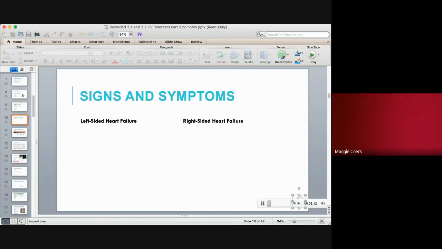So I want you guys to fill these out on your own. Use your textbook. Okay, you probably know most of these, how to answer them already. We've talked about some from this lecture, but take these from your notes and from the book and just fill it in. Signs and symptoms of left versus right.